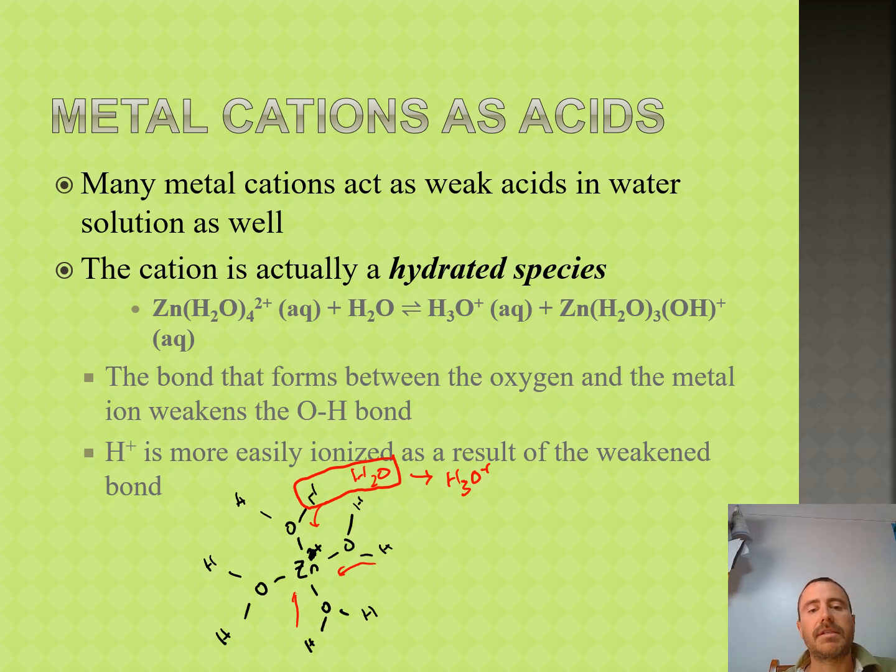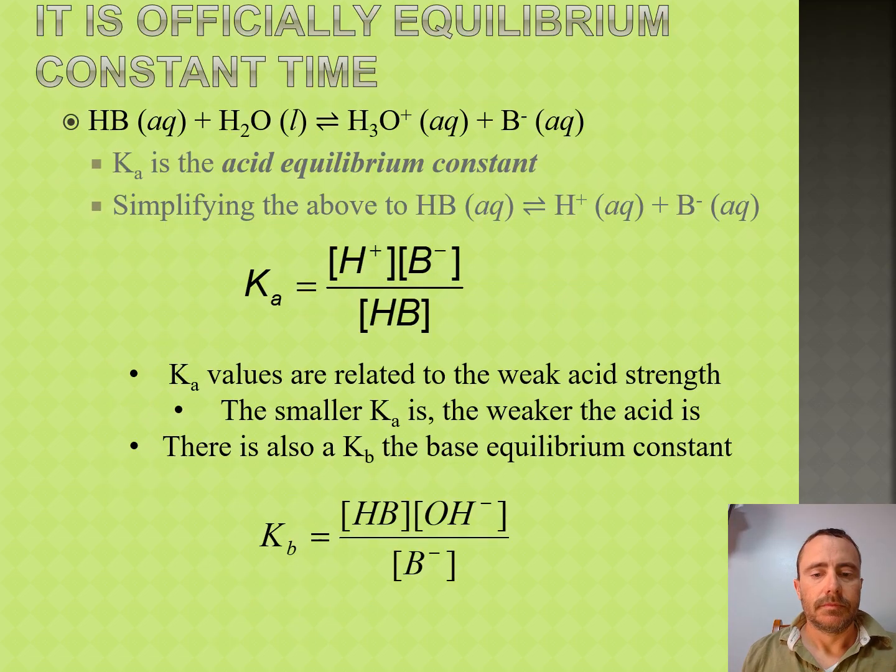Right? And so thus it's becoming an acid. It's going to become something that is donating a proton. Well, it's time for us to do our equilibria constant then. We have seen that I have my weak acid.